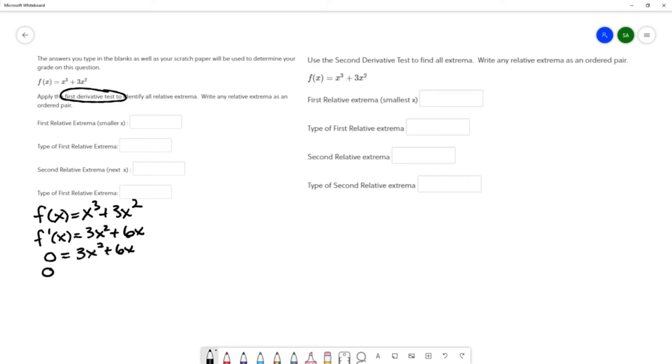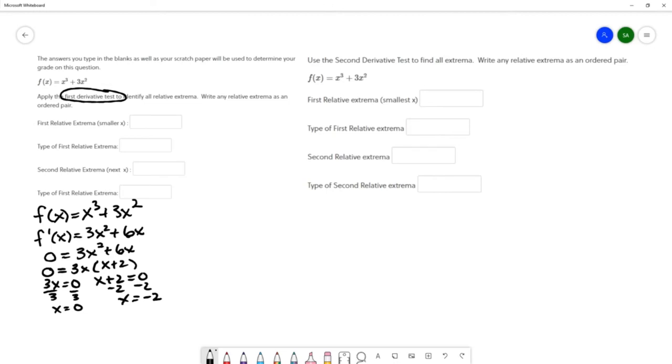We can solve this by factoring. We'll factor out a 3x, and that will leave x plus 2. We're going to set each factor equal to 0 and divide by 3. That gives x equals 0. Subtract 2, and that gives x equals negative 2. So we've got our critical numbers.